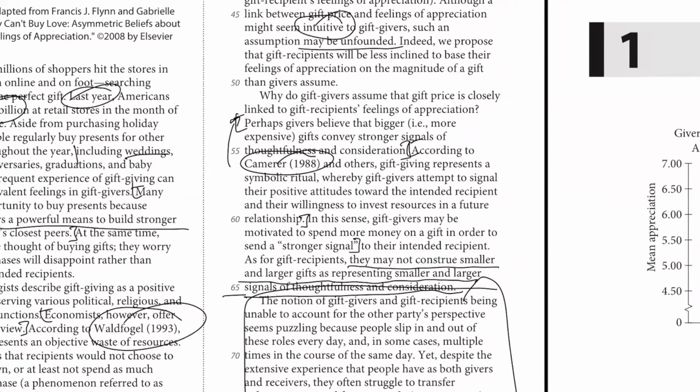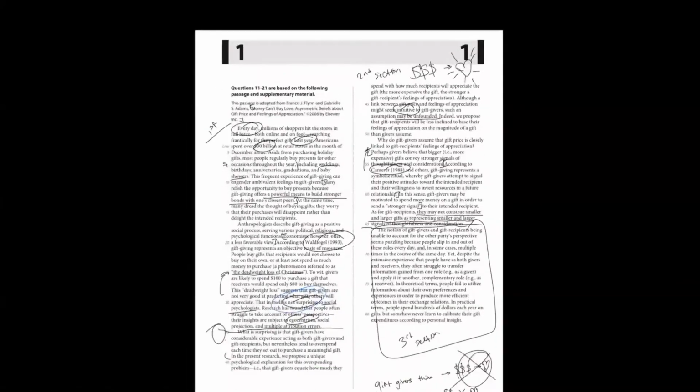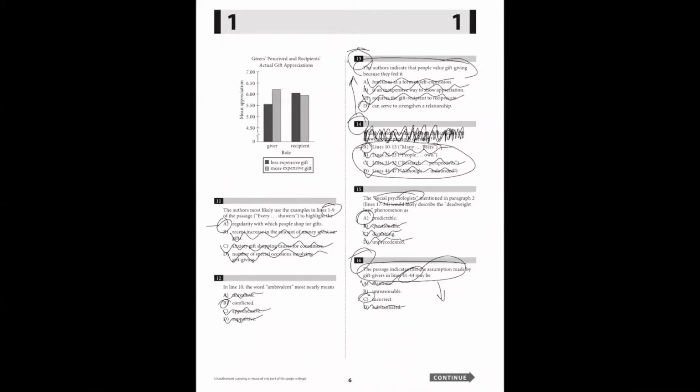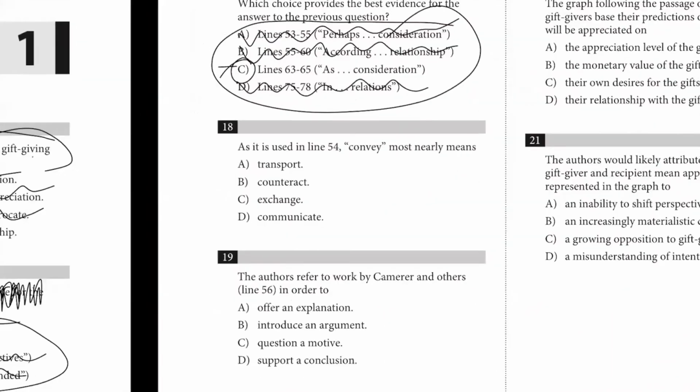Communicate. Perfect. Yep, it means communicate, right? Perhaps gift givers believe the bigger the gift, the stronger the signals it conveys. It communicates. It sends bigger signals to the recipient. We're not transporting anything. This is not a tangible object, right? We're communicating it with a person.